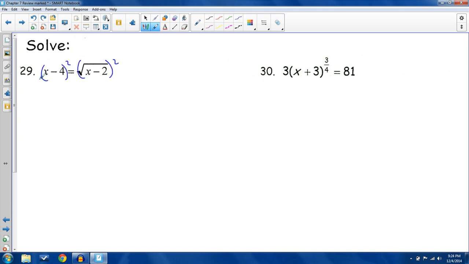So, x minus 4 quantity squared is x squared minus 8x plus 16. And this becomes x minus 2 over here. Okay. Subtract x, add 2.